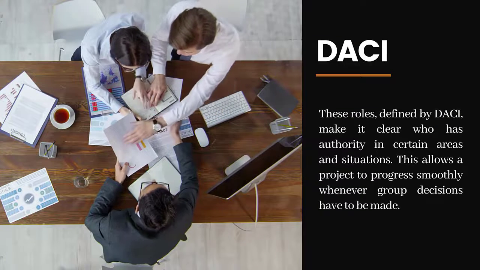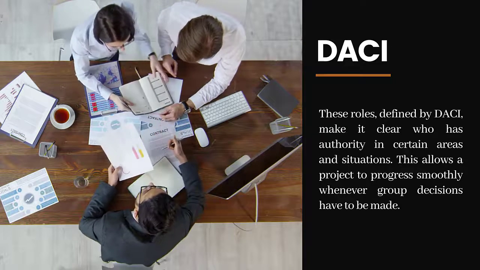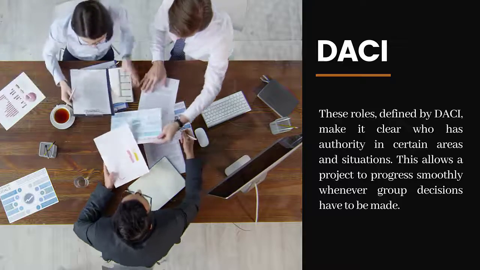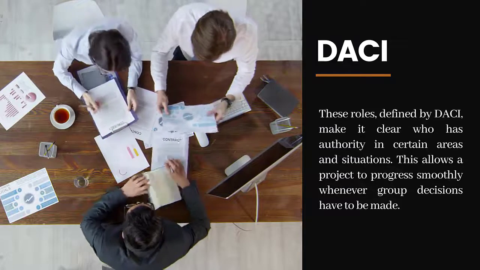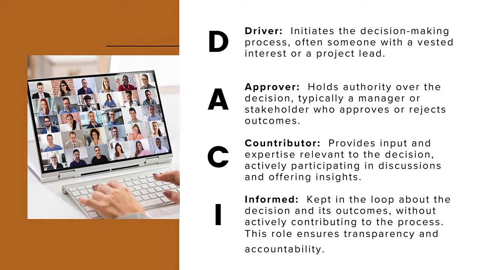DACI. These roles, defined by DACI, make it clear who has authority in certain areas and situations. This allows a project to progress smoothly whenever group decisions have to be made. Driver initiates the decision-making process, often someone with a vested interest or a project lead. Approver holds authority over the decision, typically a manager or stakeholder who approves or rejects outcomes.